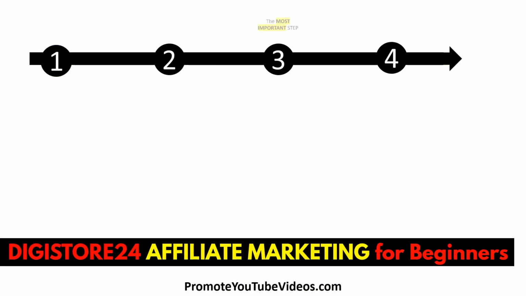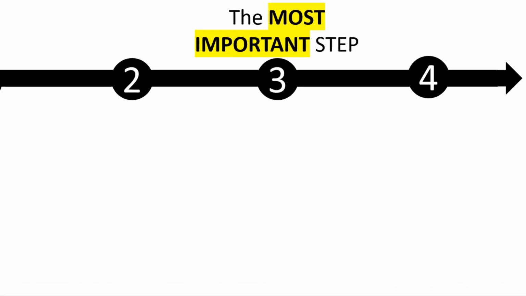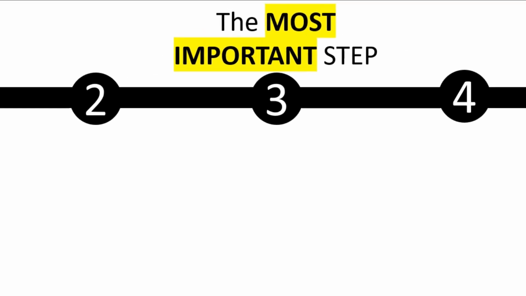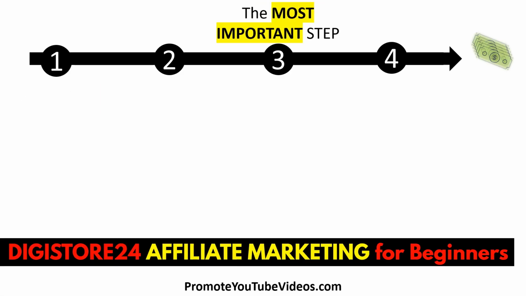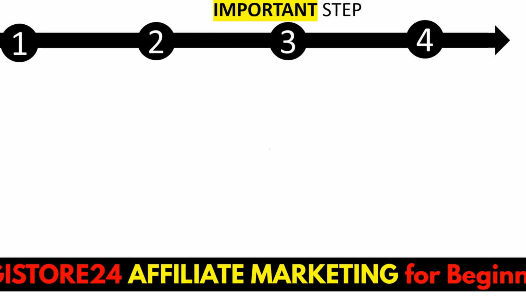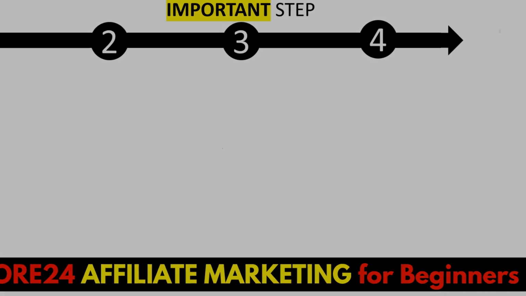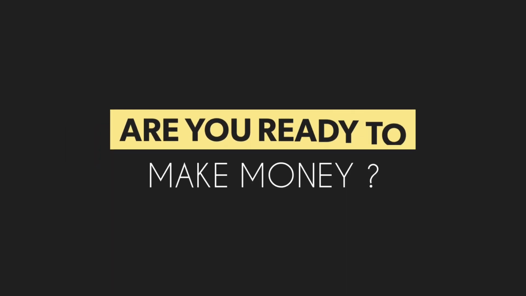The third step is the most important step to make this work. If you skip this step, you will say that this Digistore24 affiliate marketing method doesn't work. The step 4 is how to make money on Digistore24. This is an easy to follow affiliate marketing for beginners video. So do these exact steps I show in this video so that you can actually make money with Digistore.